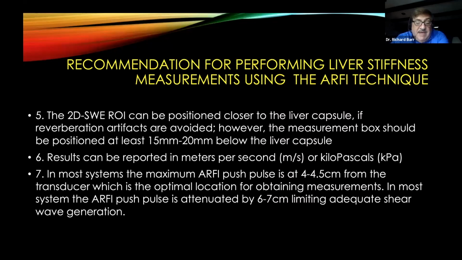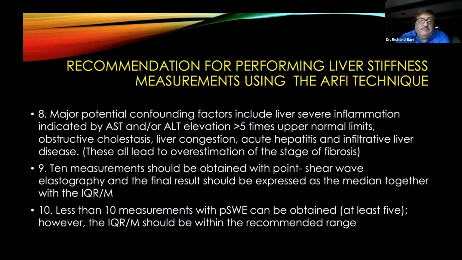In most systems, the maximum RF push pulse is at about 4 to 4.5 centimeters from the transducer. So this is the area we have the most RF strength, which gives us the best shear waves. So this is really the optimal location to obtain the best measurements. In most systems, the RF push will allow you to go to 8 centimeters, but usually, particularly in a very steatotic or cirrhotic liver, after about 6 centimeters, the RF pulse is attenuated such that the shear waves are very small, and it's very hard to get accurate measurements.